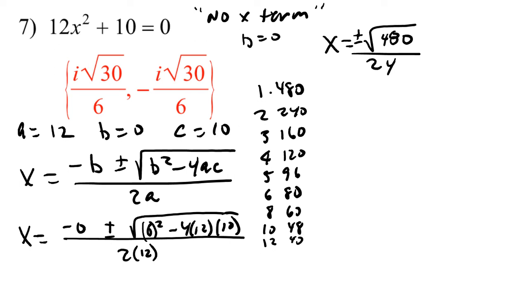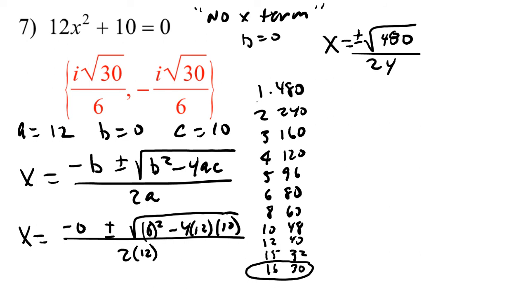11, no. 12, yes. 13, no. 14, it is not an even number. I know 15 will go into it, is 32. 15 and 32. And then the last one, 16, goes into 480 30 times. So this right here, 16 is my largest perfect square.